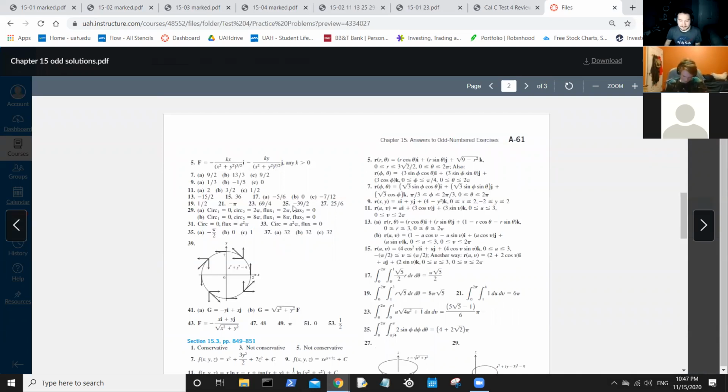You did the dot product. So your F was t to the fourth i minus tj, and then your dr was 2t i plus j. There's my mistake. So it's 2t to the 5th minus t, like your integral. Yes, after the dot product.